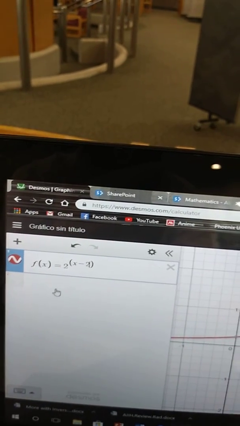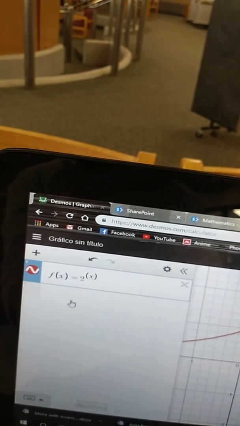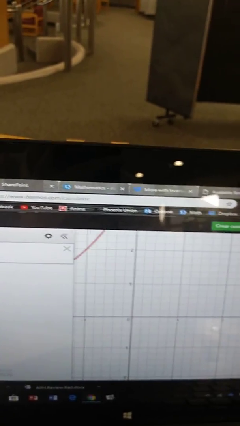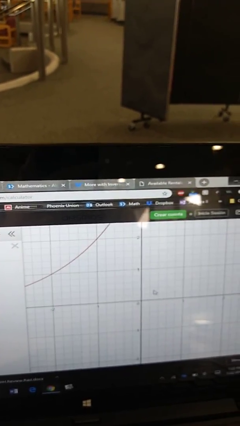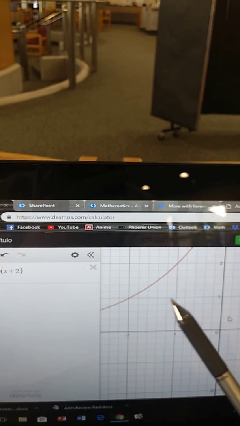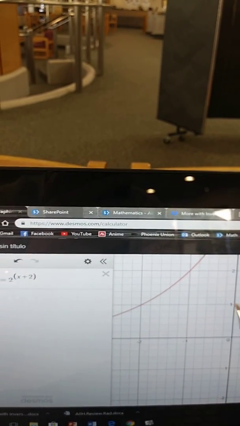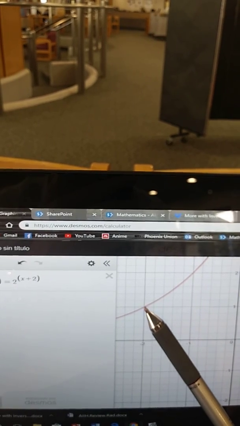Right, now let's make a shift to the left. That means to go left, it has to be positive. Let's go 2 to the left. So it started over here, and it went 1, 2 to the left. So there's my point. Pretty much the same graph, just shifted 2 units to the left.